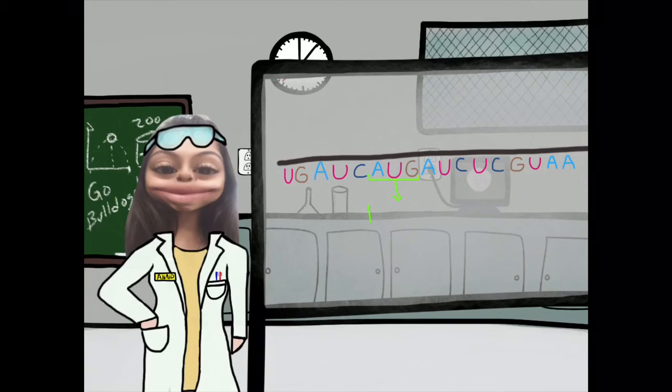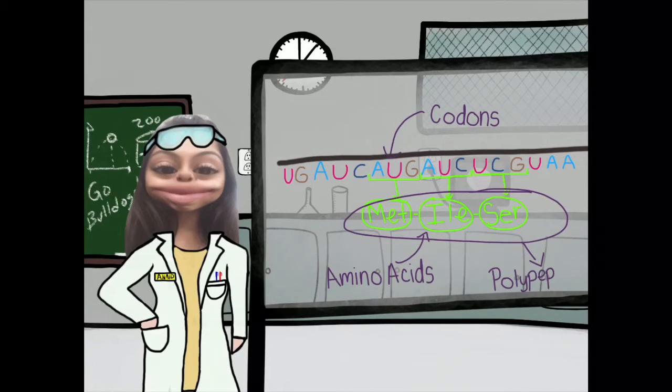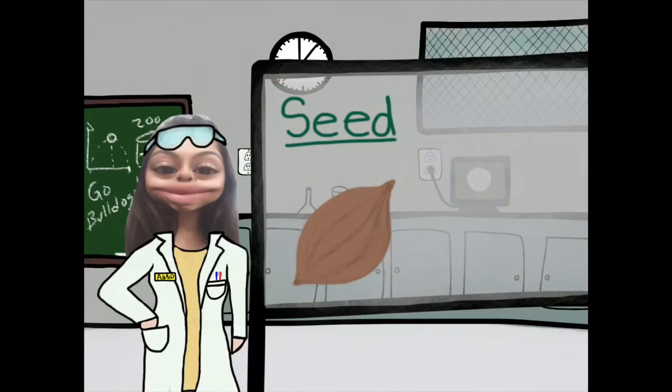Codons are sets of 3 base pairs that code for a specific amino acid. Amino acids are organic compounds containing amine and carboxyl functional groups, along with a side chain specific to each amino acid. The relationship between codons and amino acids is that a codon codes amino acids.